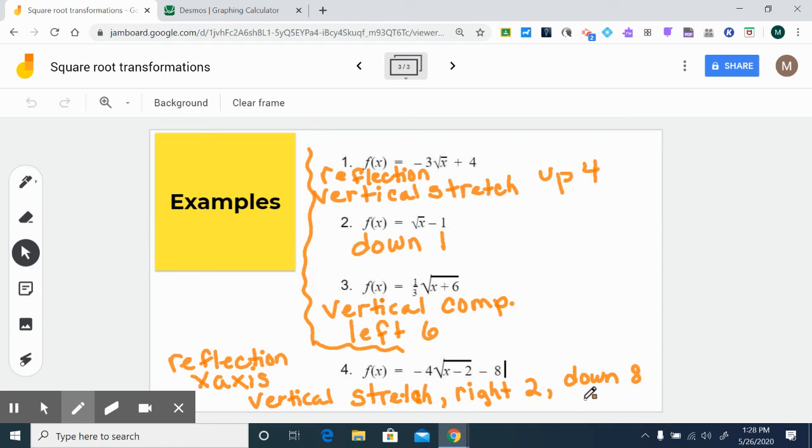Alrighty, so that's it for transformations of square root functions. If you have any questions, please make sure you message me.